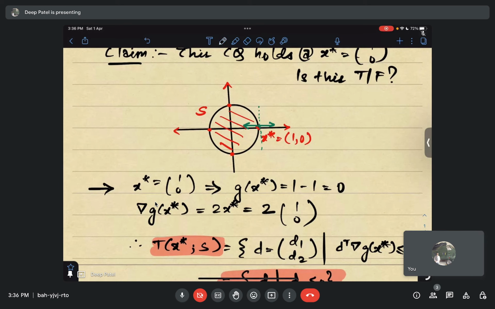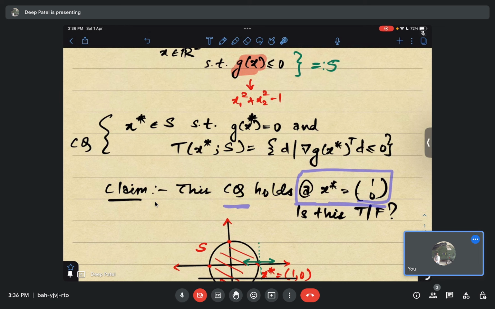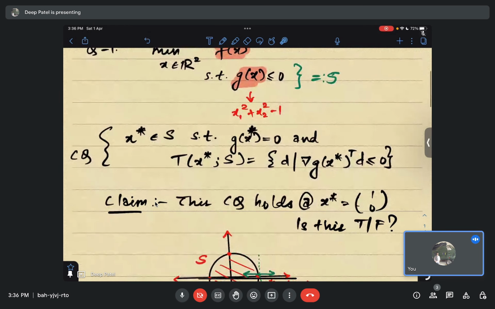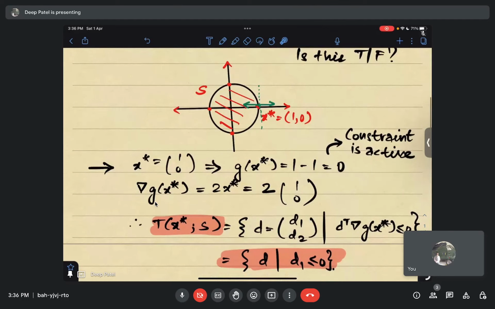Okay. The constraint qualification, intuitively, is that we can write it as this thing, right? The constraint is active. So let's just go step by step. We want to know that a constraint qualification holds at this point, x star equals (1, 0). So the first thing, what do we want to satisfy? The constraint should be active. Our constraint is active. Why? Because g of x star is 0.